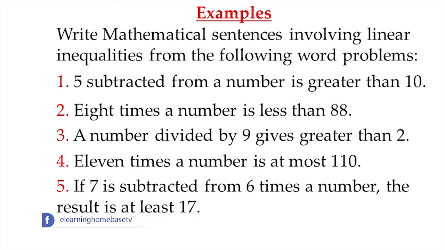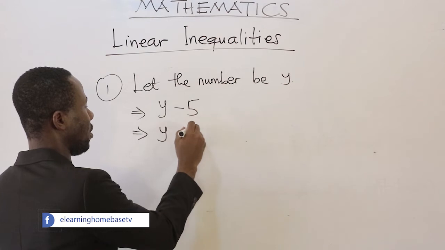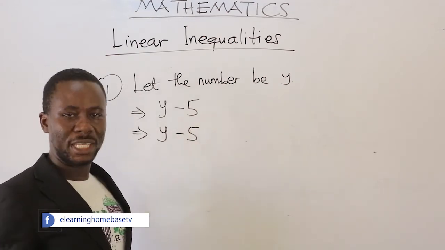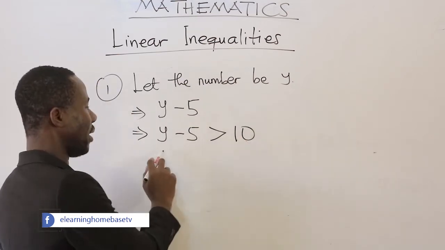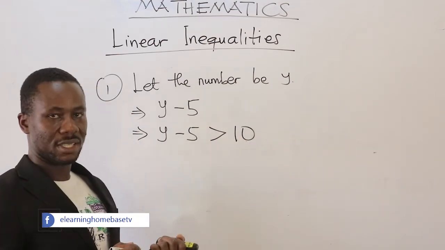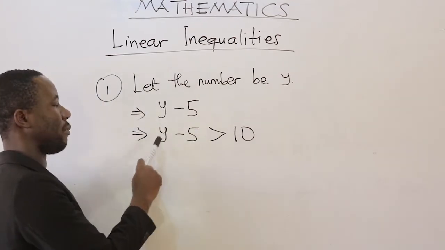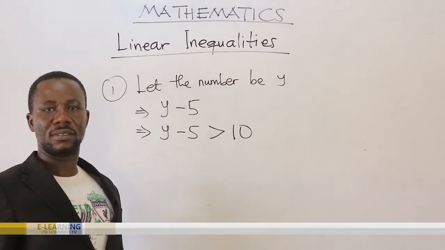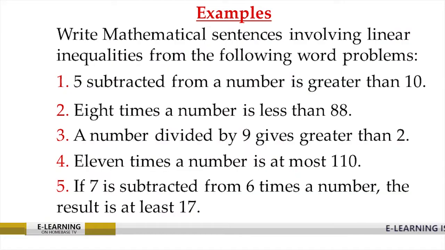Good. And then it says 5 subtracted from a number is greater than 10. So what I subtract 5 from is greater than 10. So we use the greater than sign in the inequality. So this becomes the mathematical sentence for that word problem: 5 subtracted from a number is greater than 10. Good. Let's move on to number 2.